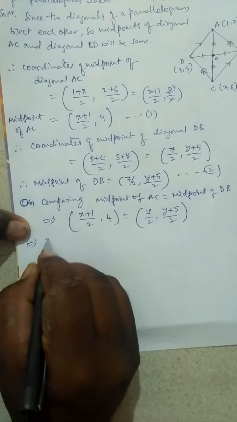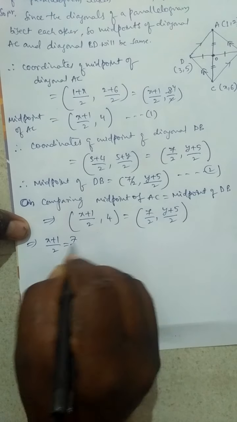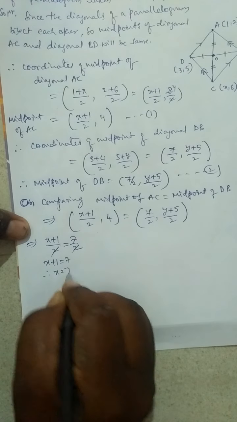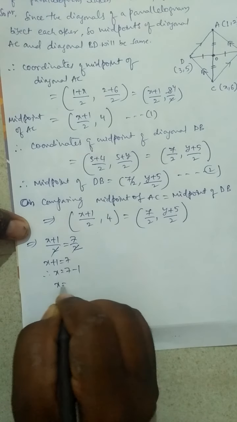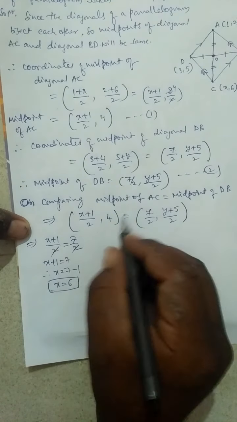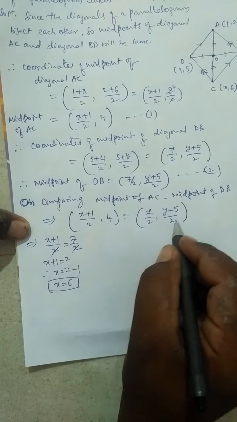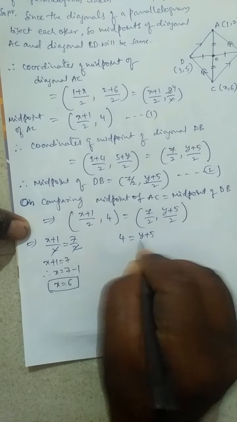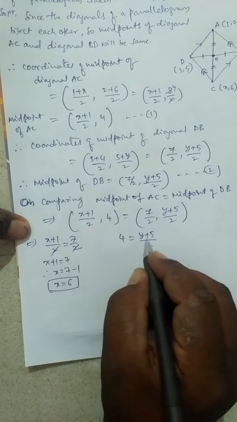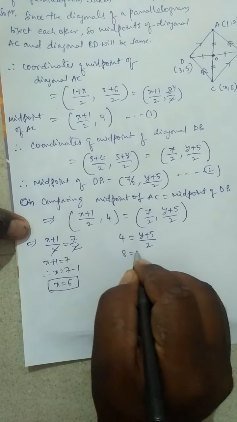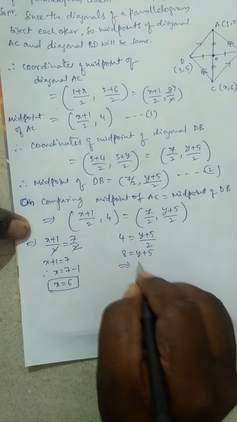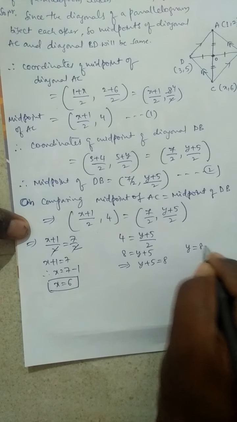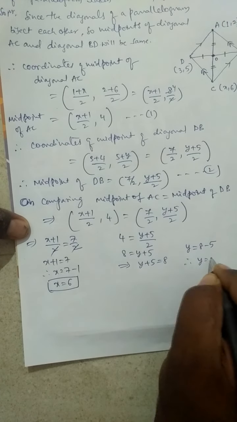So (x plus 1)/2 we compare with 7/2. The 2 cancels here. x plus 1 is equal to 7, therefore x is equal to 7 minus 1, so the x value is 6. Now if you compare the y coordinates, 4 is equal to (y plus 5)/2. Cross multiplying the 2, 4 times 2 is 8. So 8 is equal to y plus 5, which implies y is equal to 8 minus 5. Therefore y is equal to 3.